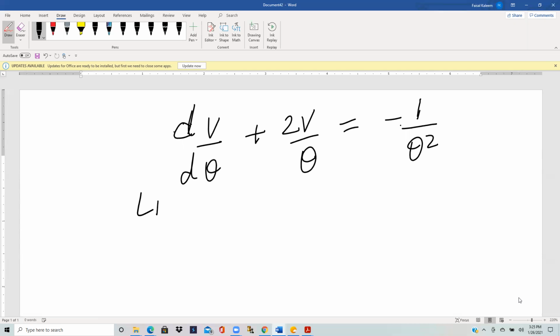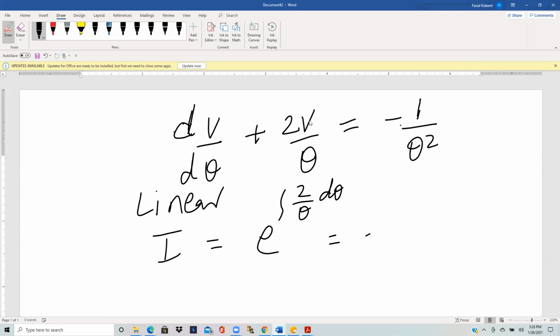Now this is linear. Integrating factor is equal to e power. So v is like the y, so whatever comes with it is coming in this integral. E power integral of 2 over theta d theta is equal to e power 2 ln theta, so you raise this 2 in the power of theta. So then the e and ln cancel out. So it's theta squared.